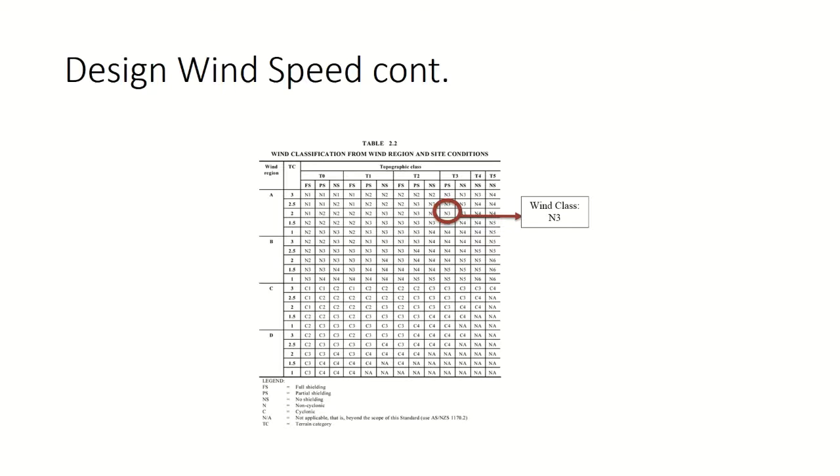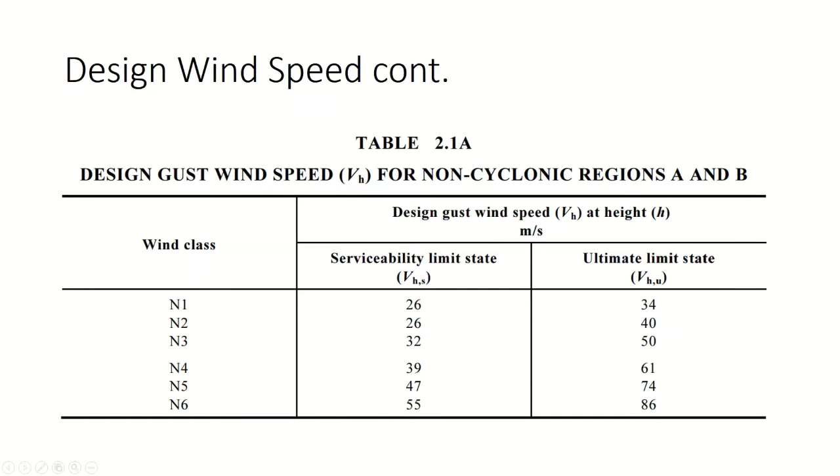With this information known, Table 2.1a of AS 4055 can be referred to in order to determine the wind speeds that the shed will be subjected to. It can be seen that the shed will be subjected to gust speeds of 32 meters per second in the serviceability limit state and 50 meters per second in the ultimate limit state. The serviceability limit state refers to factors such as stability, vibrations, and deflections, whilst the ultimate limit state refers to the strength factor of the structure.